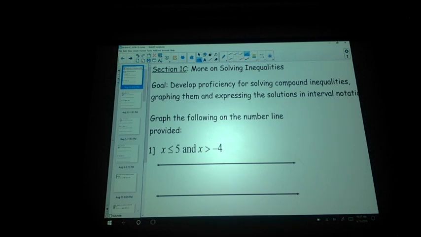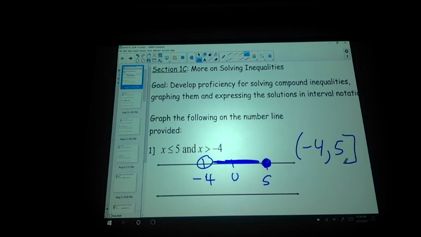Let's graph the following and see how this is going to work. I'm going to try and graph them both on the same line. So I have -4 down here, 0 here, I got 5. I would have a solid dot here, open dot here. It says develop proficiency for solving compound inequalities, graphing them and expressing the solutions in interval notation. Graph the following provided. So that should be a -4. Sorry about that. So this is going to be an interval notation like this.